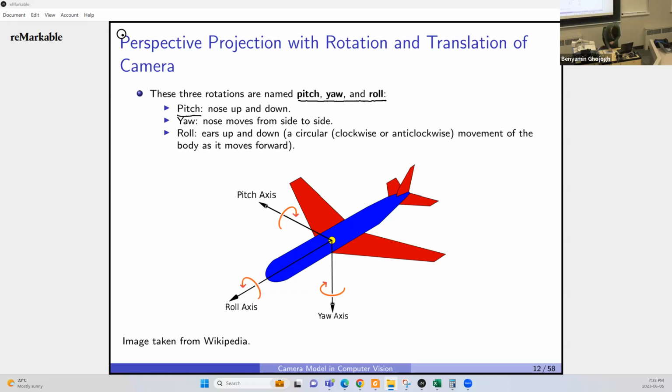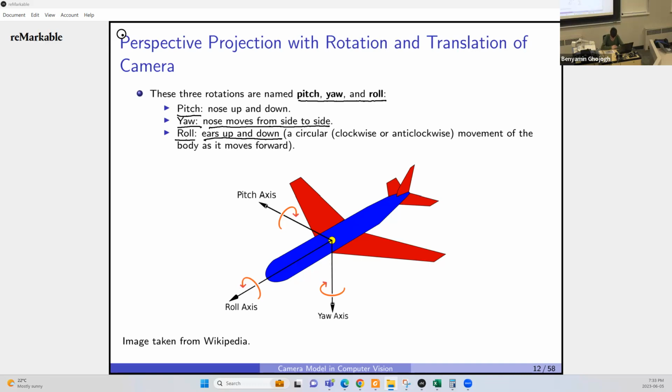So pitch, like what? Consider I want to rotate my head. If I move my nose up and down like this, it is pitch. Now yaw: nose moves from side to side. So this is yaw. This was pitch, this was yaw. And roll, ears up and down like this. As you see, 3: pitch, yaw, roll.